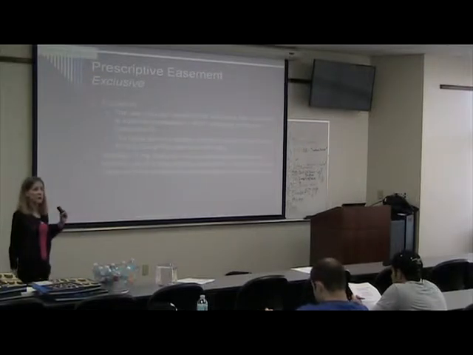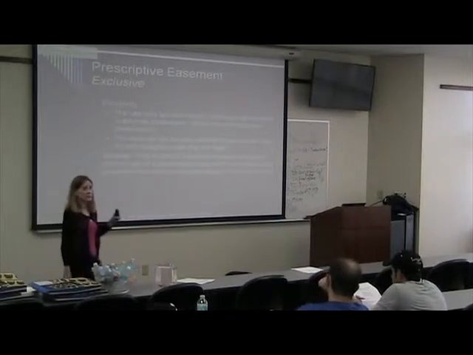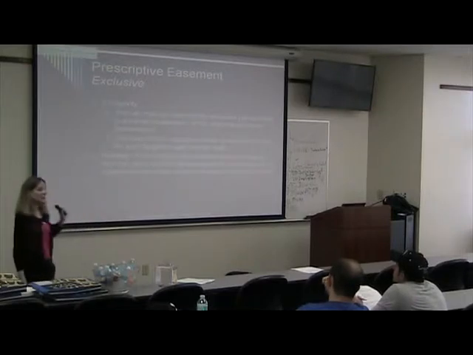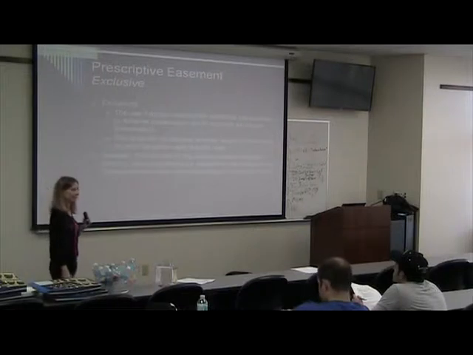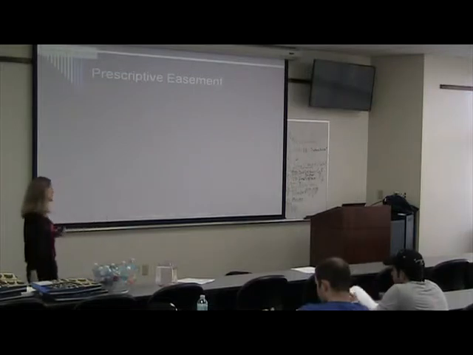Because remember, Bud tried to block off the road. So if he interferes substantially, then she's got a remedy. She can get money damages, she can get injunctive relief. And if we prove the prescriptive easement, she can prevent Bud from blocking her off.